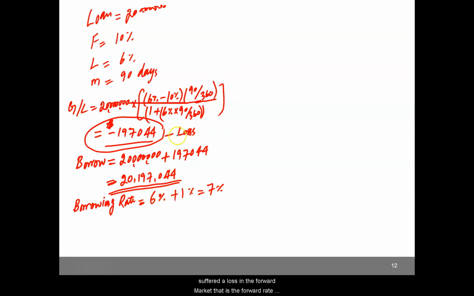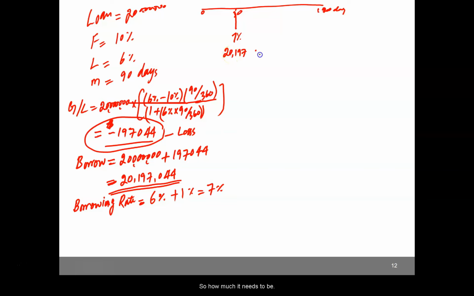So though the company has suffered a loss in the forward market, that is the forward rate agreement, the spot market will benefit the company because the lower interest rate will enable it to borrow at a lower rate. So 90 days later, if I look at the timeline here, this is 30 days and this is now 90. I'll just put 120 days here. The company will borrow here at 7%. How much? 20.197044 million.